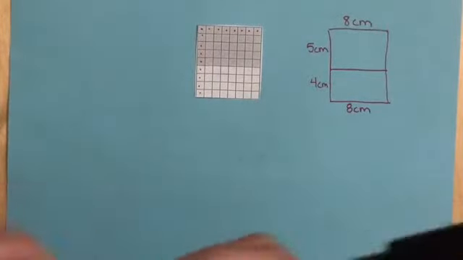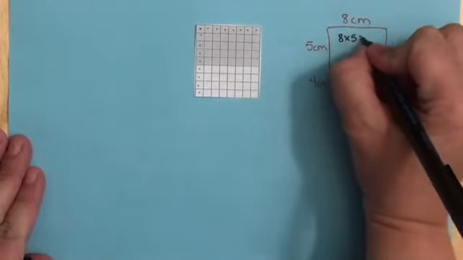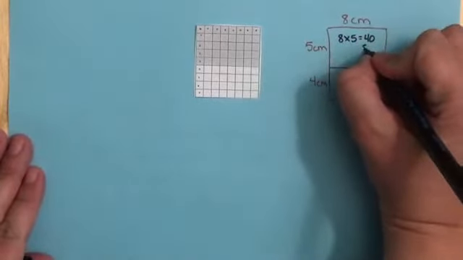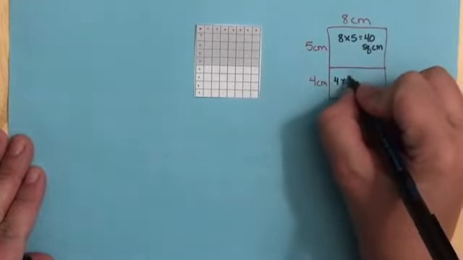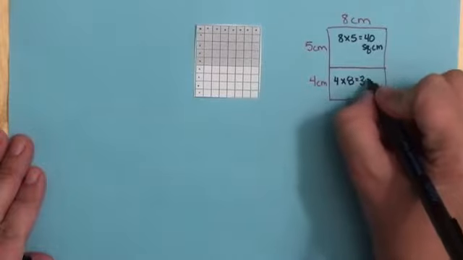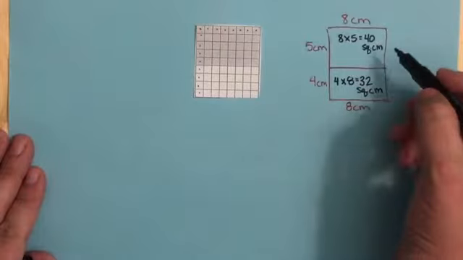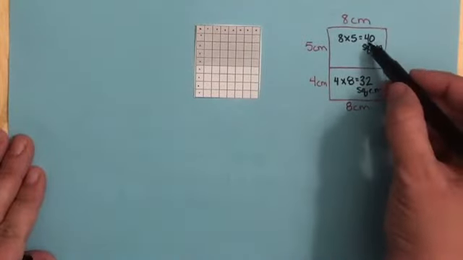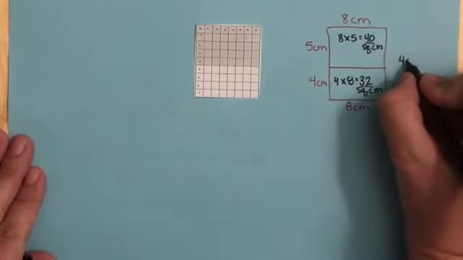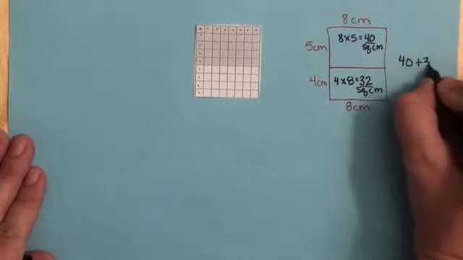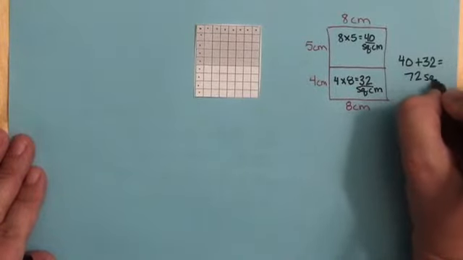All right, so for your area, you should have found that 8 times 5 equals 40 square centimeters. You should have found that 4 times 8 equals 32 square centimeters. And then you should have added those together. So you would have added 40 plus 32 equals 72 square centimeters.